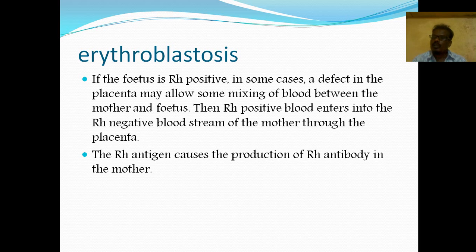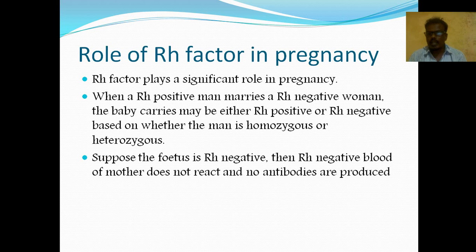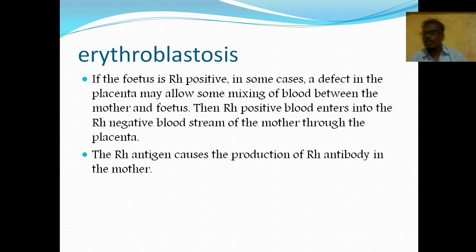If the fetus is RH positive, in some cases a defect in the placenta may allow some mixing of blood between the mother and fetus. If the baby is RH negative, the mother is also negative, so they do not react. Because the baby is negative and the mother is negative, no reaction takes place and no antibodies are produced.